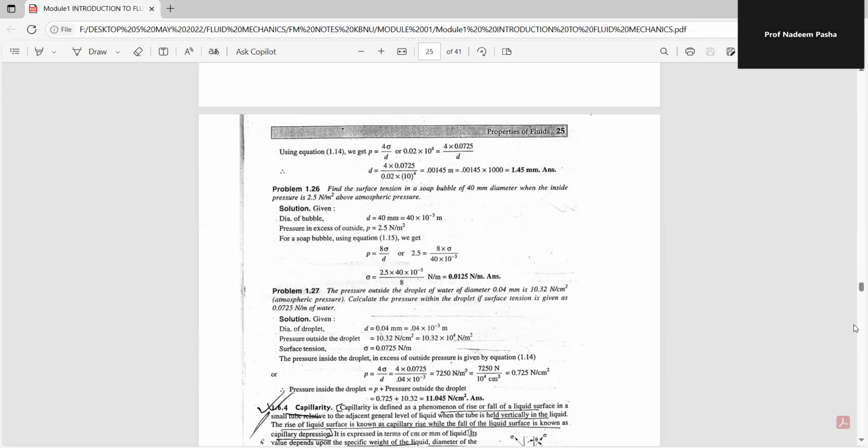Now, in the second case, we need to find the surface tension in a soap bubble of 40 mm diameter when the inside pressure is 2.5 Newton per meter square above atmospheric pressure. So how much is the diameter of the bubble? D is 40 mm. If you convert this into meters, it comes out to be 40 into 10 raised to minus 3 meter. Pressure in excess of outside pressure, P, is given as 2.5 Newton per meter square.